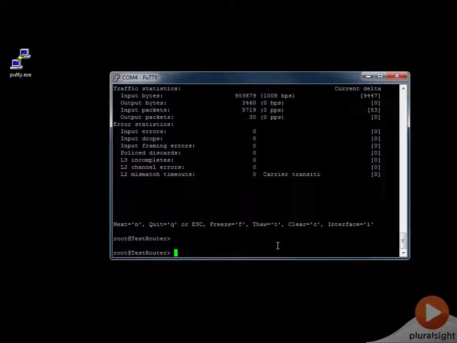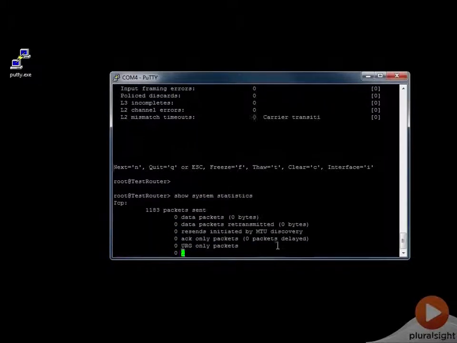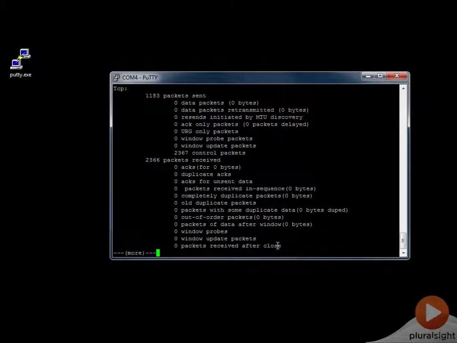Now let's look at a few ways that you can look at system information regarding state and health of a device. So first off, let's look at Show System Statistics. Alright, so this is going to show us some system information related to what's actually going on with protocols.